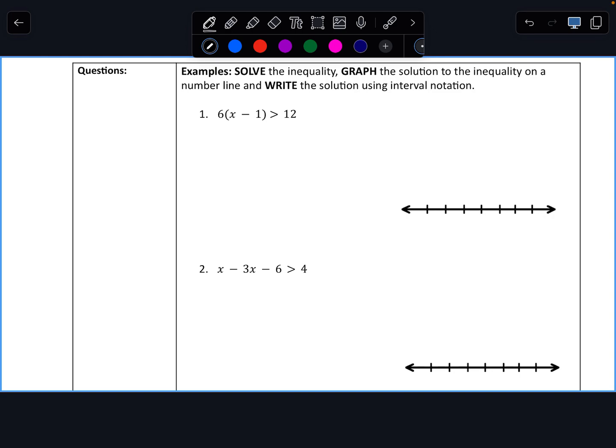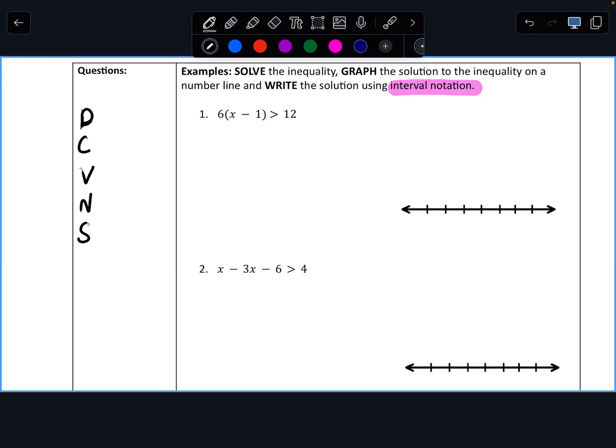And we're also going to write the solution using interval notation. So all three notations that we learned yesterday, but we're adding the added value of being able to solve the inequality. And we're going to follow the same steps that we did when we solved an equation. Distributive, combine like terms, variables, numbers, solve.